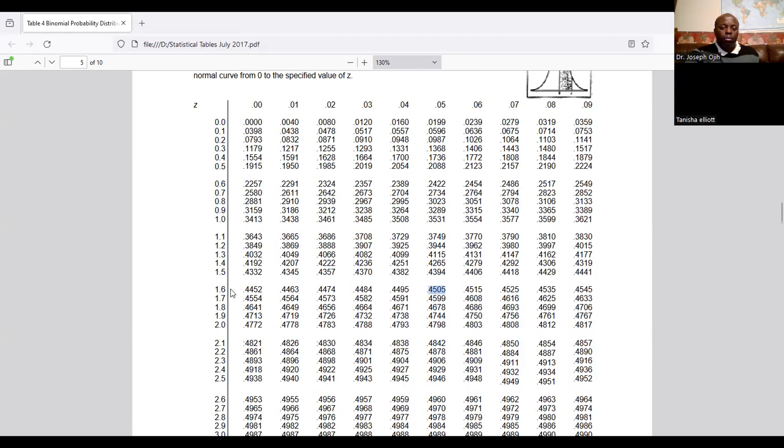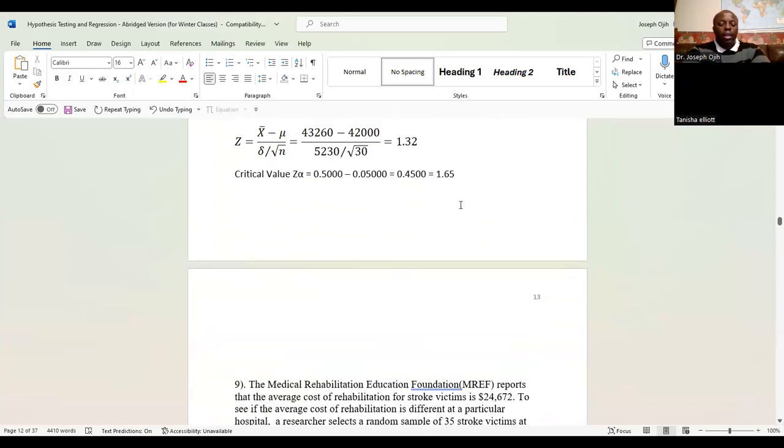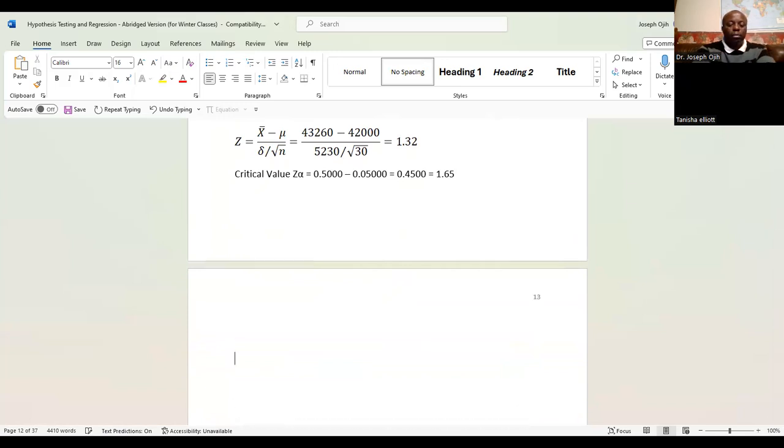Follow it to the left, 1.65. So 1.65 is the critical value. Now our answer from the calculation is 1.32. Let's make a decision. We can now make our decision.